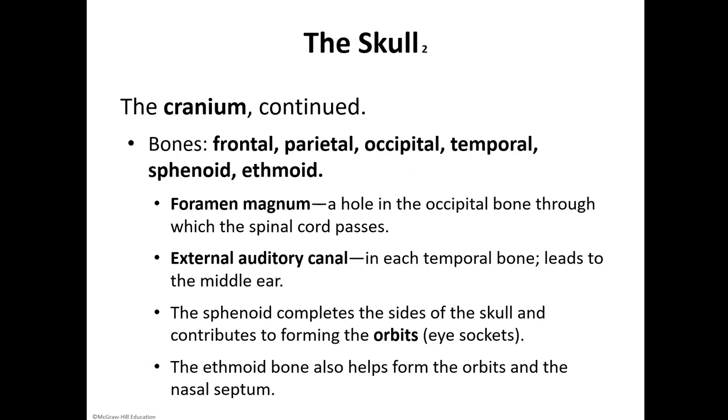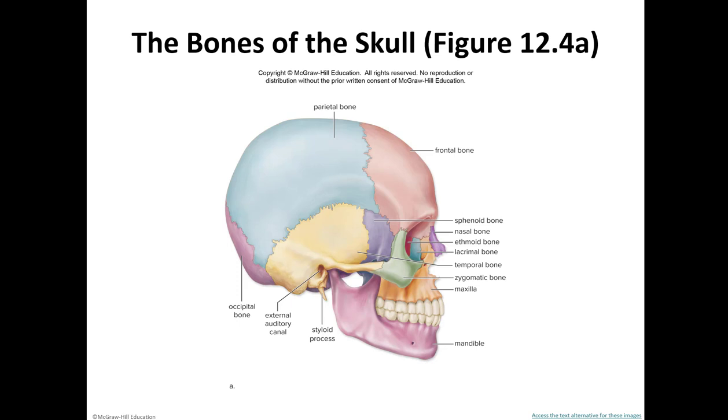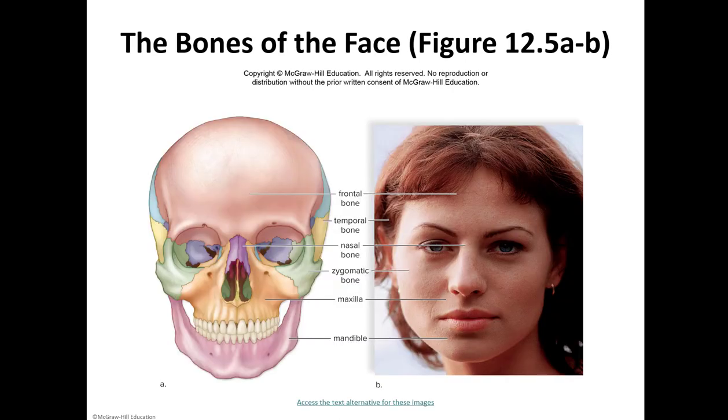The sphenoid completes the sides of the skull and contributes to forming the orbits, the eye sockets. And the ethmoid bone helps form the orbits and also the nasal septum. Here's a lateral view of the skull that's color-coded. Here's a frontal view of the skull. You can see the frontal bone, temporal bone, nasal bone, zygomatic bone, maxilla, upper jaw, and the mandible, lower jaw.